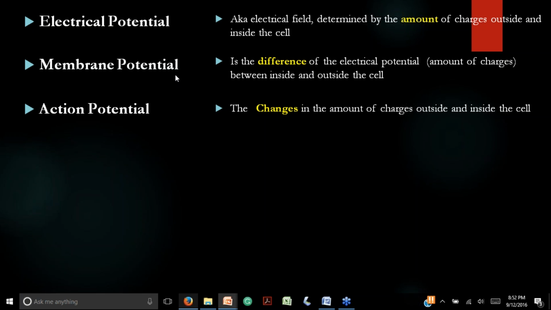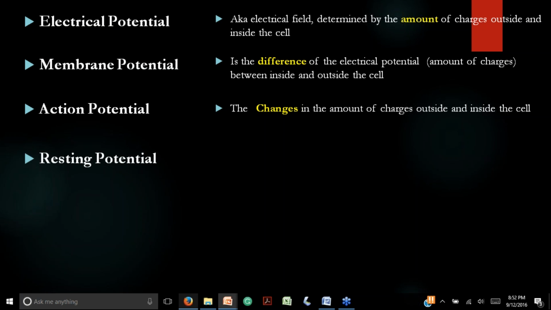You can see the difference between membrane potential and action potential. Membrane potential is just the difference. We want to know what is the difference between inside and outside with these charges. But action potential is how much are those changes, so how many of these ions are coming in and how many are coming out.